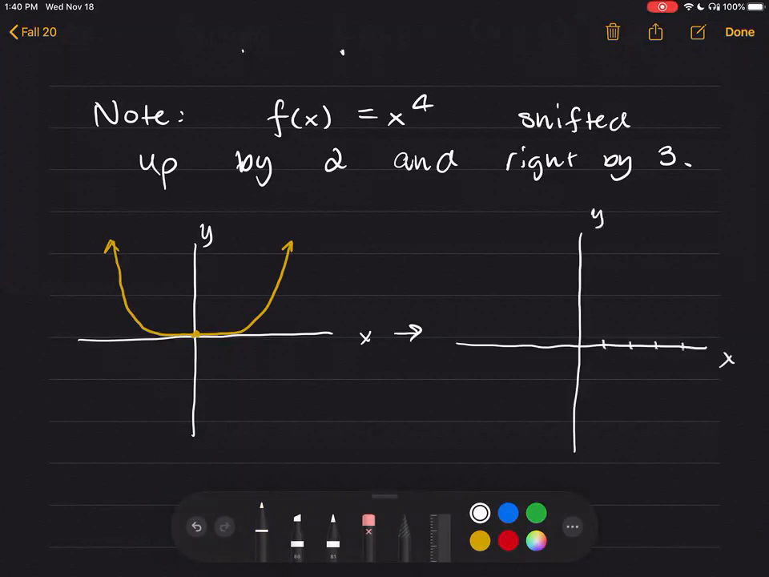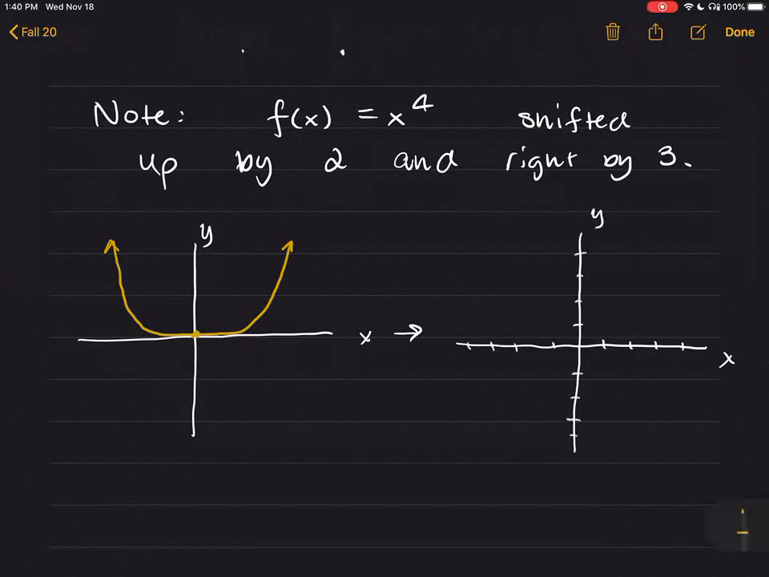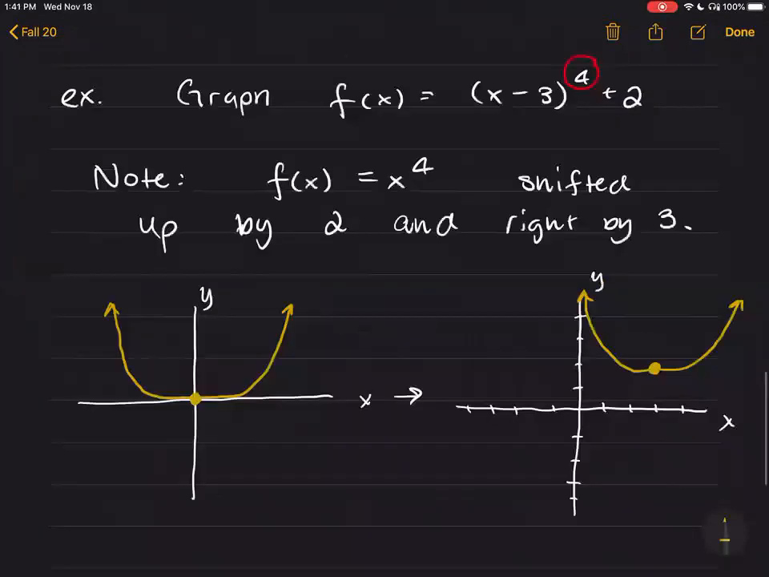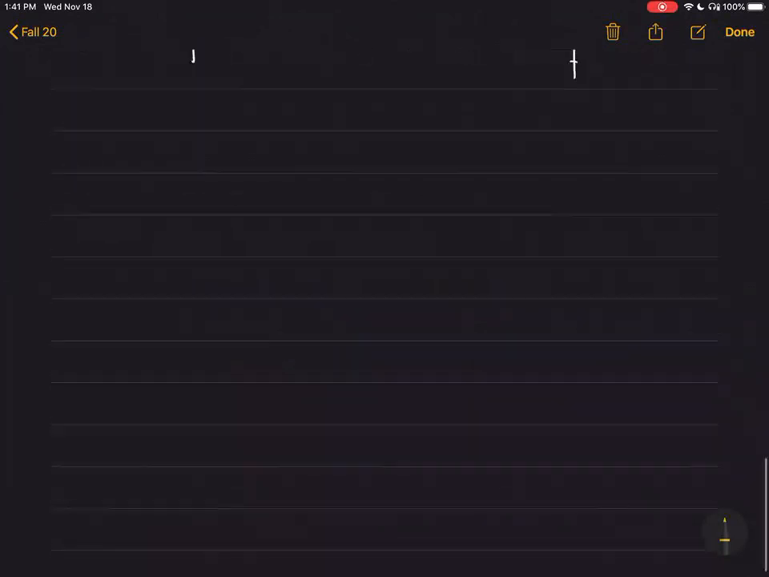So let's get some tick marks going on here. If the vertex is at 0, 0 to begin with, it's going to be shifted up by 2 and right by 3, so it's going to land about right here. And then it just kind of looks like that. Cool. So if you have the basic setup for these polynomial functions, you can easily graph some of them with function transformations, if you have them in the right form.